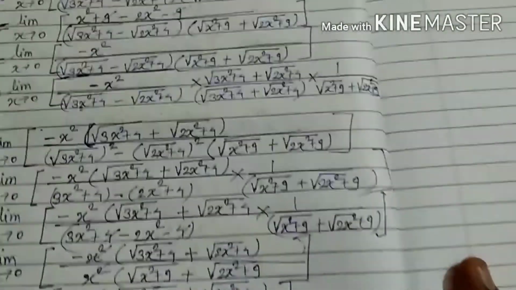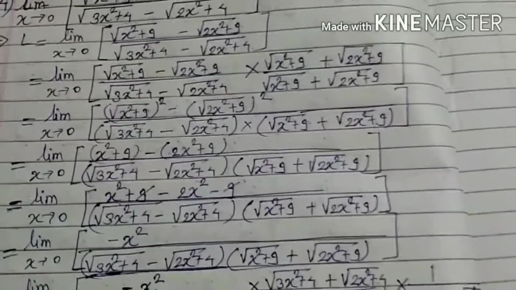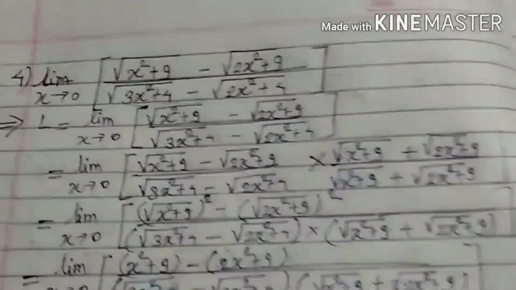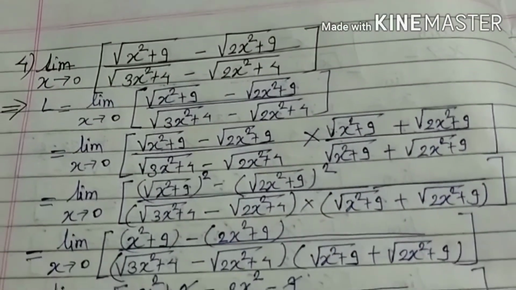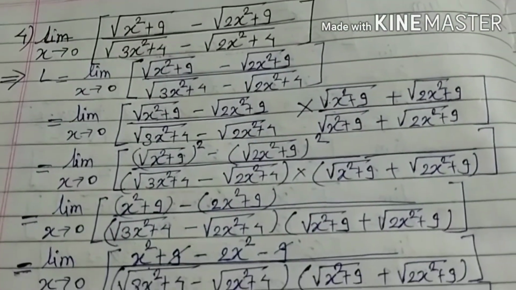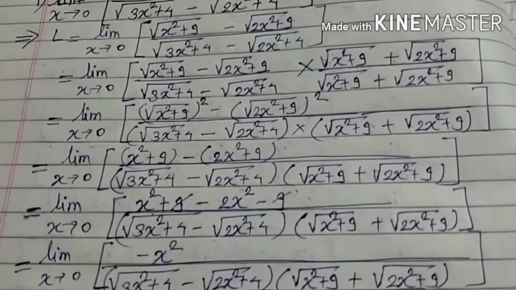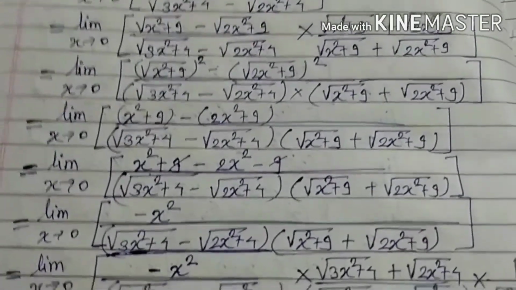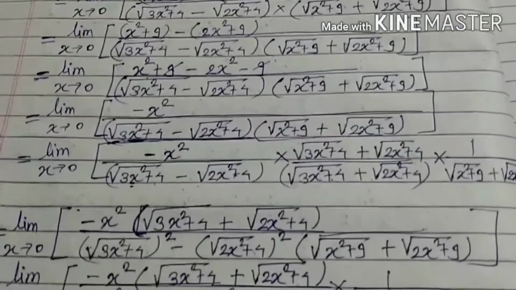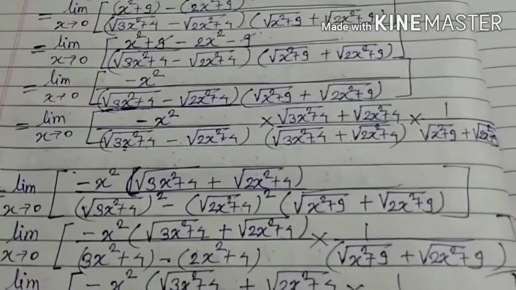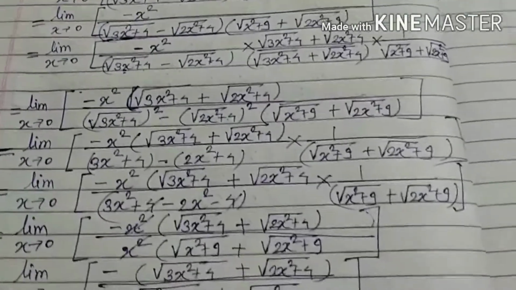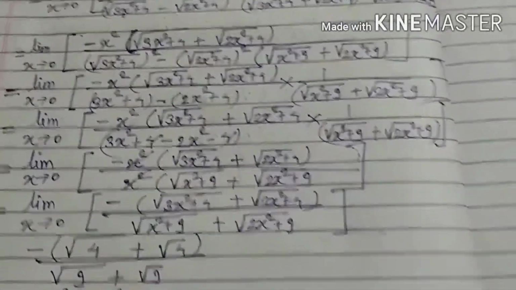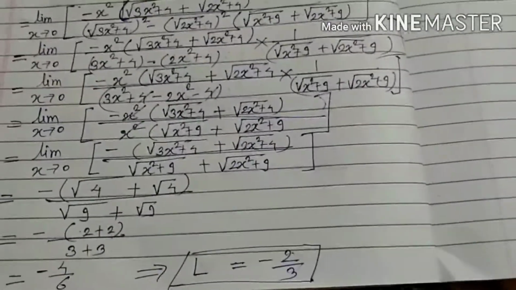It is quite a lengthy example, but it is simple. You can observe all the steps. First you rationalize the numerator, then simplify it, then rationalize the denominator, then simplify it, and by some cancelling terms you can apply the limit, then you get your answer.